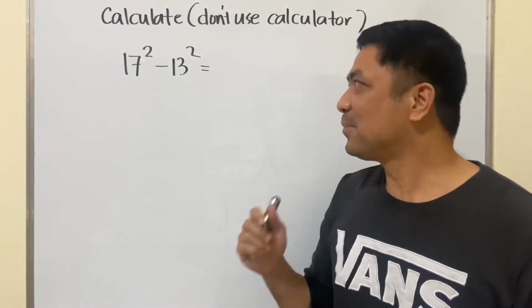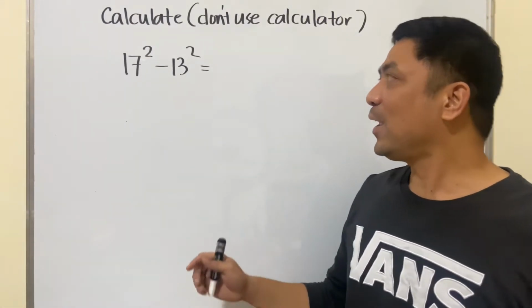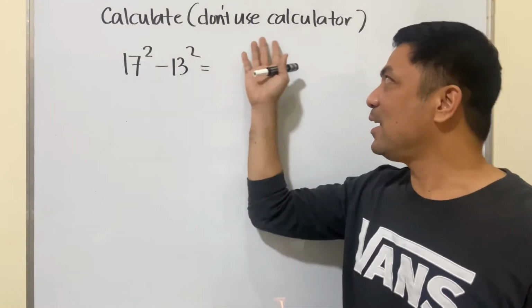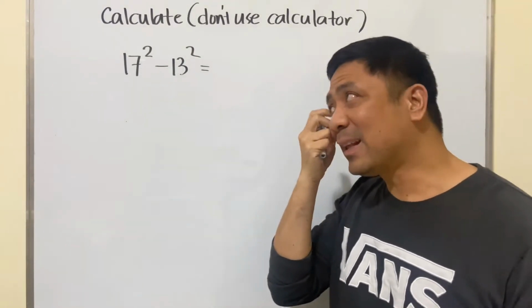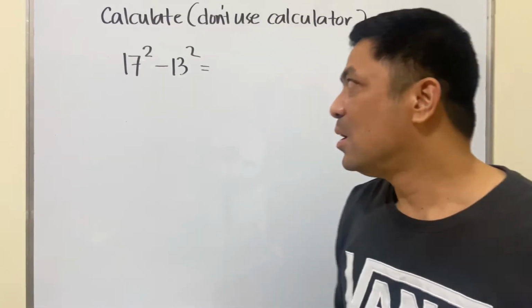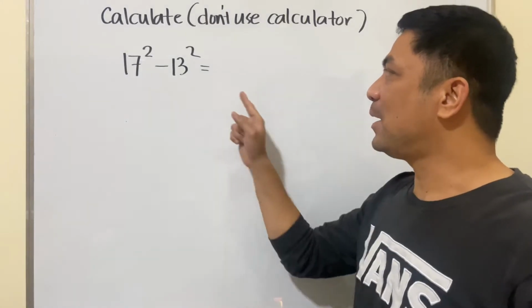So as I've said, let's have this first. We are asked to calculate this one without using our calculator. I've been encountering problems like this, so I just want to share with you guys how to approach this problem. Okay, so 17 squared minus 13 squared.